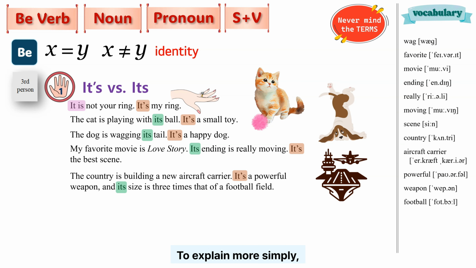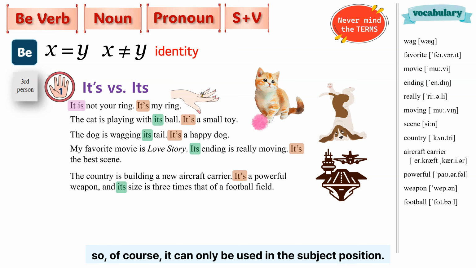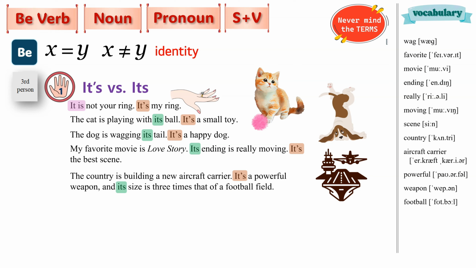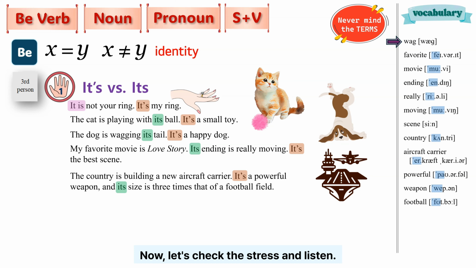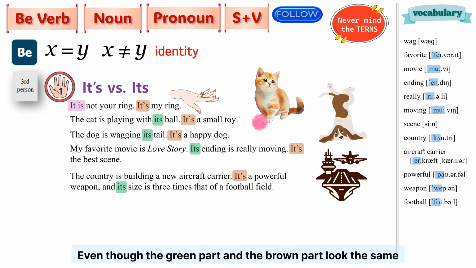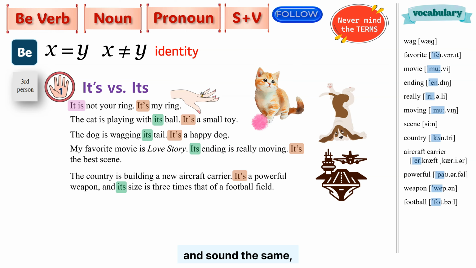To explain more simply, the contraction it's is a subject and verb together, so of course it can only be used in the subject position. The possessive its can be used in the subject position, but also in many other positions. Think of it like my book. That phrase can be used as the subject too. Now let's check the stress and listen. Even though the green part and the brown part look the same and sound the same, their role in the sentence is different. Please pay attention to that and read along.